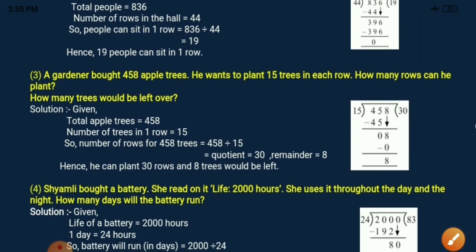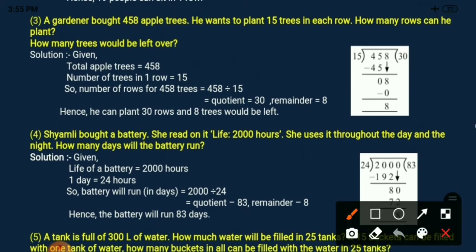Now question number 3 is here. A gardener bought 458 apple trees. He wants to plant 15 trees in each row. How many rows can he plant? How many trees would be left over? So here you can see that we have to find how many rows can he plant. So number of rows we have to find. So once again it's a division.